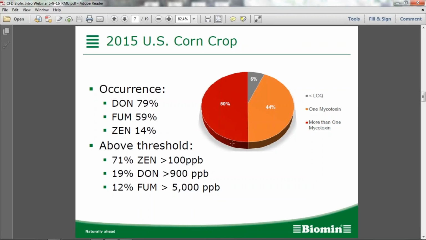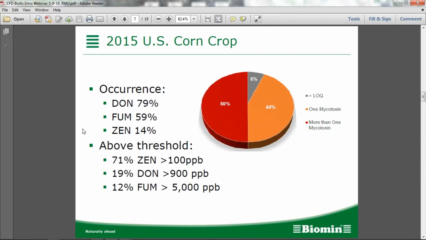So we mentioned the different molds. The Fusarium mold actually is responsible for producing all three of these types of toxins. So often when you have that mold, you might get more than just one, because it is capable of producing multiple types of toxins, in addition to the potential of having multiple types of molds that would contribute to multiple mycotoxins that way.